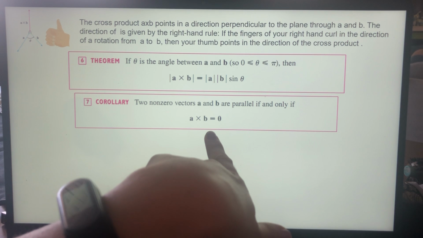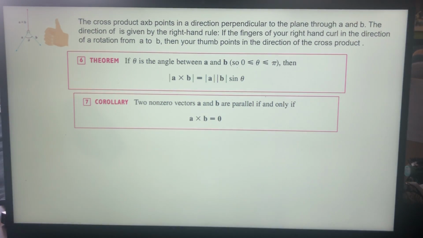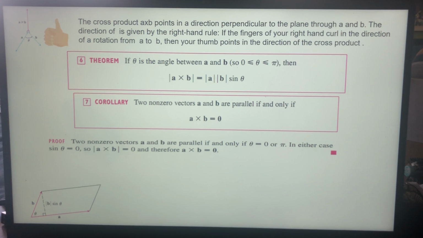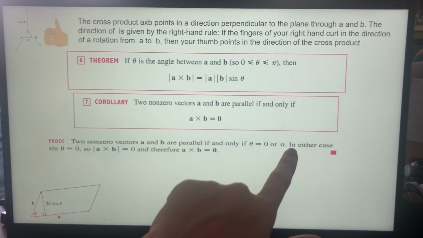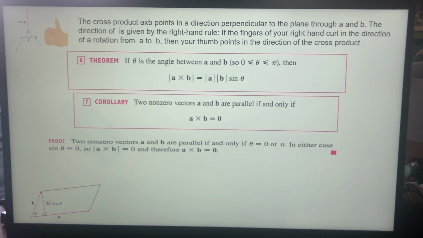So if two vectors are orthogonal, check whether their dot product is 0. If two vectors are parallel, check whether their cross product is 0. Okay? You can find what kind of vectors you have by using these ideas. And this is the simple proof for that one. As I told you, theta is going to be either 0 or pi, and if you apply it from there, you can see that the length should be 0. If the length is 0, the cross product should be 0.